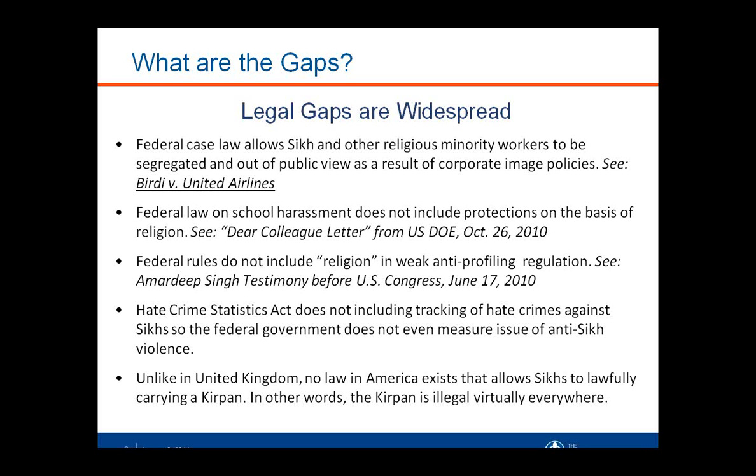One of the gaps I'd first note is federal case law, which allows Sikhs and other minority workers to be segregated and put out of public view as a result of corporate image policies. And the case I'm thinking of in particular is called Verdi versus United Airlines. Now, in that case, a Sikh wanted to serve as a ticket agent for United Airlines, wanted to literally just punch people's tickets, put them on the right flight when they approached the counter at the United Airlines in O'Hare Airport in Chicago.